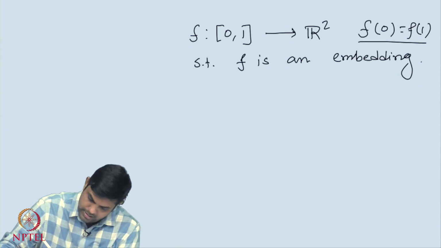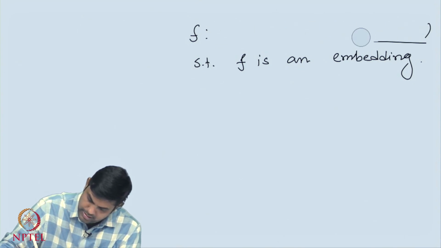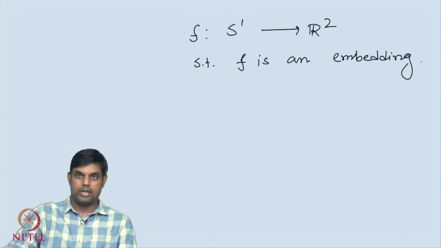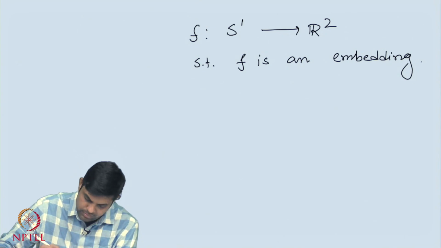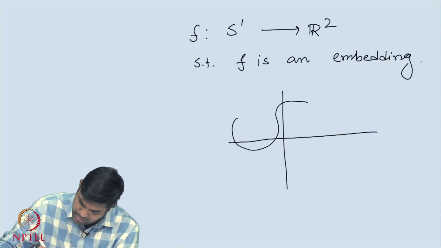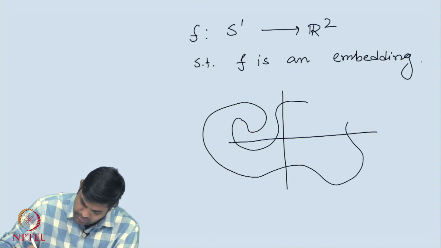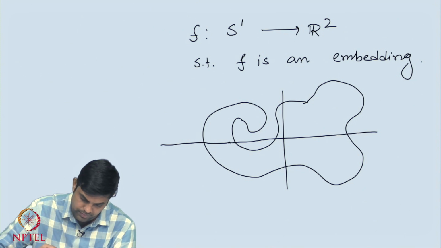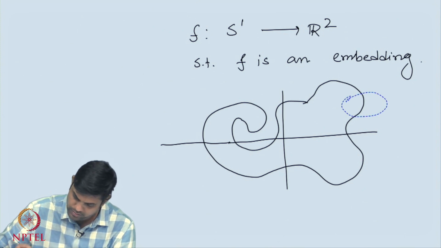So, rather than write this, let me write down circle to R2. So, f is an embedding of a circle in R2. Let us say this is a picture, an injective map. It does not intersect itself, however, it can do crazy stuff. So, let us say this is your Jordan curve. Such curves are called Jordan curves.